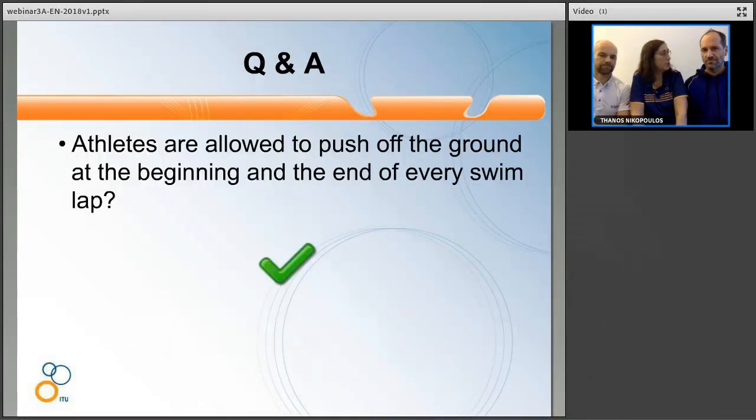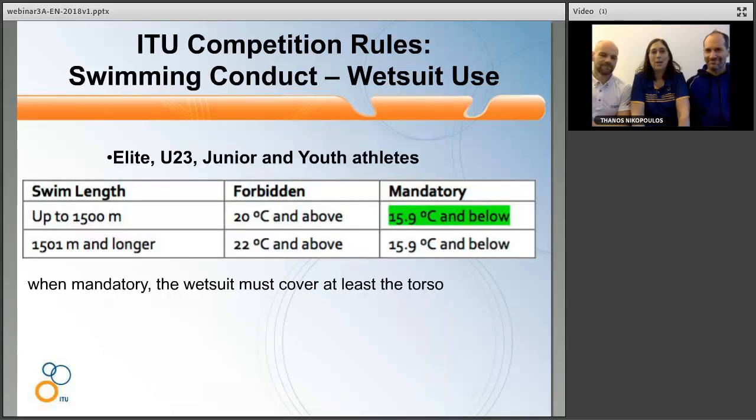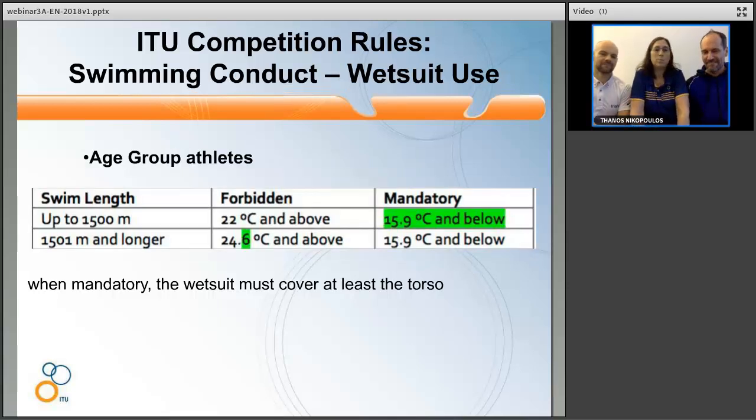Athletes are allowed to push off the ground at the beginning and the end of every swim lap. That often happens when we're diving off the pontoon. Wetsuits. These are very fashionable, and you want to be aware of when the athletes can wear a wetsuit, and we have little charts to help you. You'll see in the rule book if there's green highlight, then that means that a rule has been recently changed. When the wetsuit is mandatory, the wetsuit must cover at least the torso. So it's important to recognize that. And this is just the age group athletes, the difference between the temperature at which point we allow or not the wetsuit.